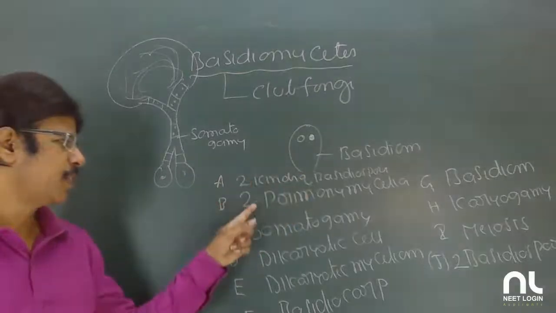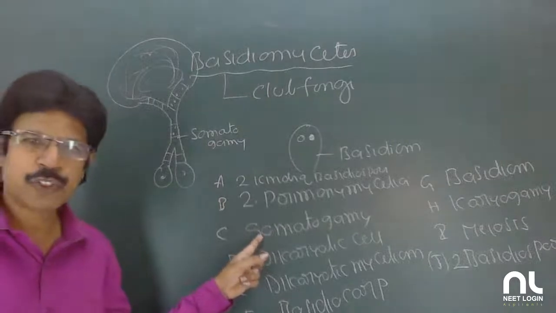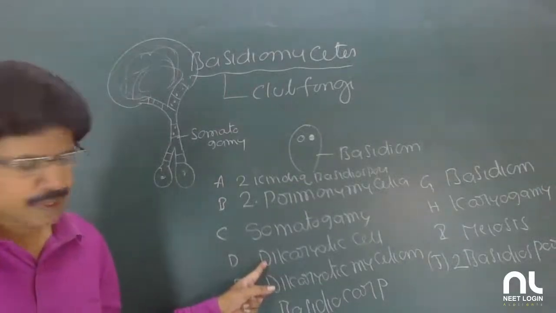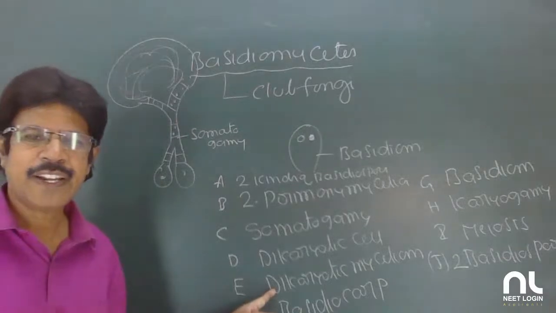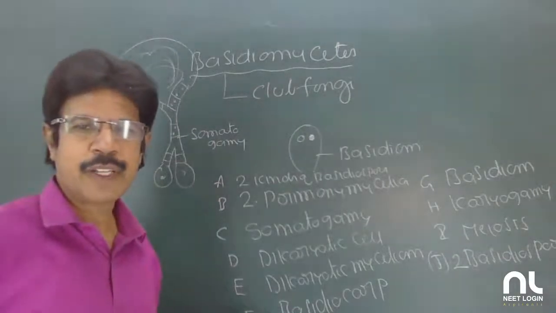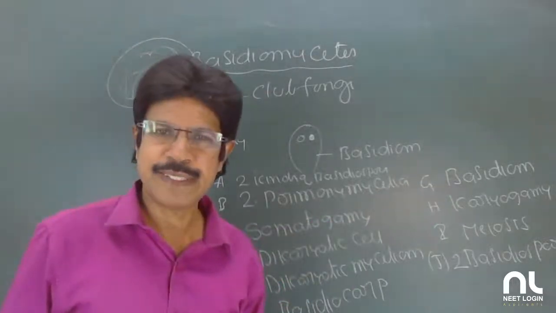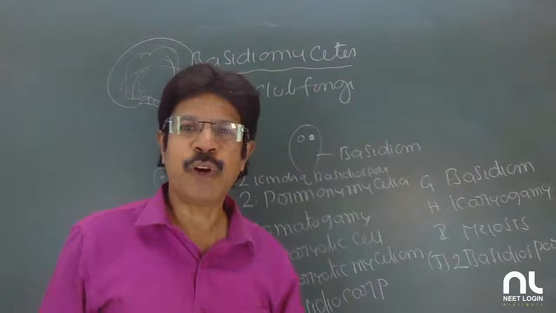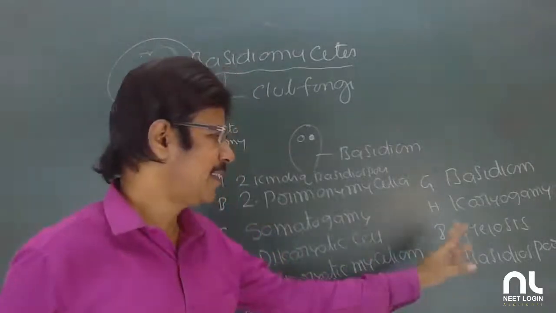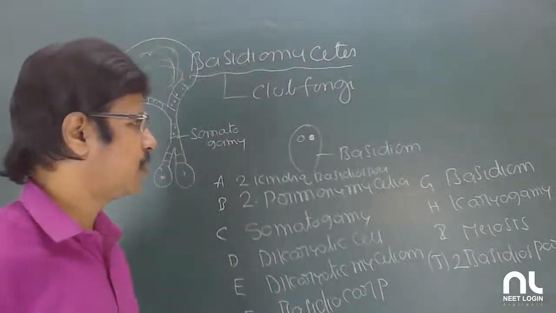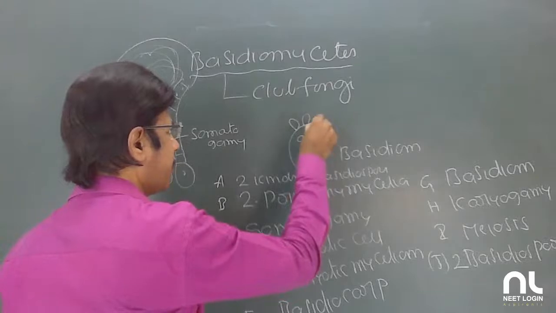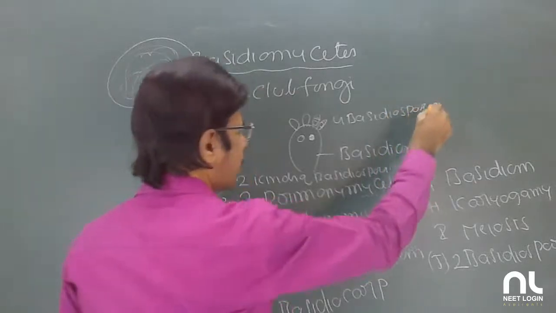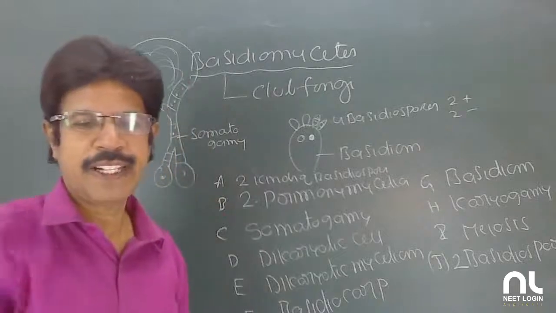Two kinds of basidiospores, plus and minus, form two primary mycelia. The two primary mycelia undergo somatogamy, resulting in a dikaryotic cell. What is delayed? Karyogamy is delayed. Dikaryotic mycelium is formed. The fruiting body formed is the basidiocarp. In basidiocarp, basidium is formed. In basidium, two nuclei migrate, plus and minus, resulting in karyogamy, that is diploidization, followed by meiosis, resulting in two kinds of basidiospores. How many basidiospores are formed? Four basidiospores, 2 plus and 2 minus.